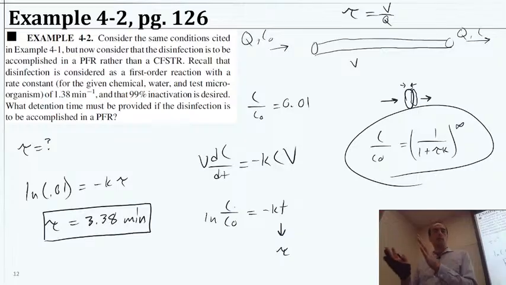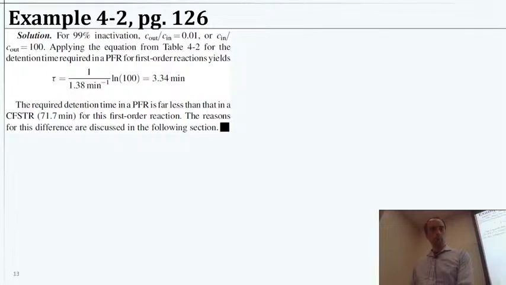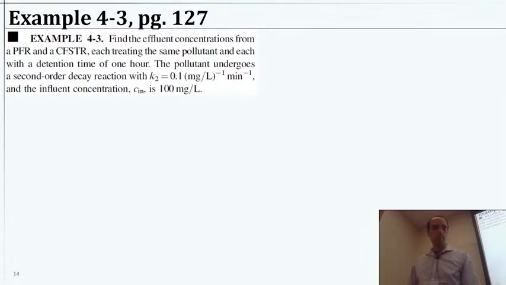Plug flow reactors tend to do a lot better for treatment where you want a high percentage of removal. CSTR is actually pretty handy if you just need to get like a 70% removal, and it's pretty quick and efficient for that. Okay. Yeah, so 3.34 minutes.